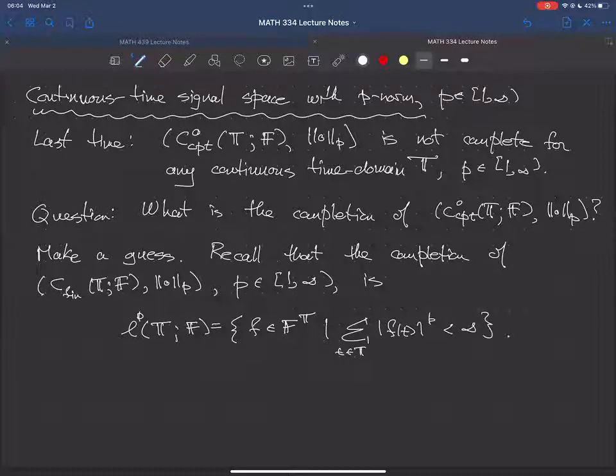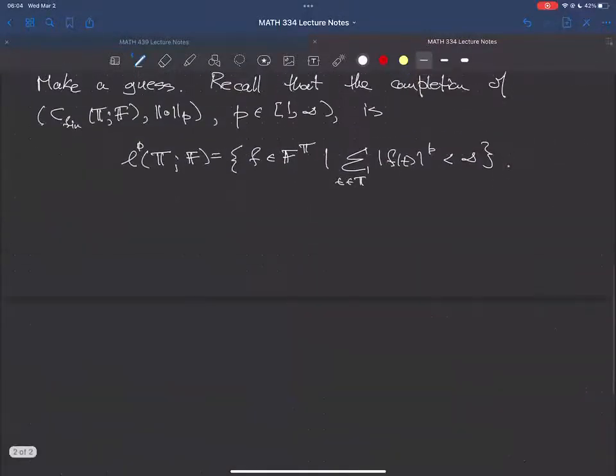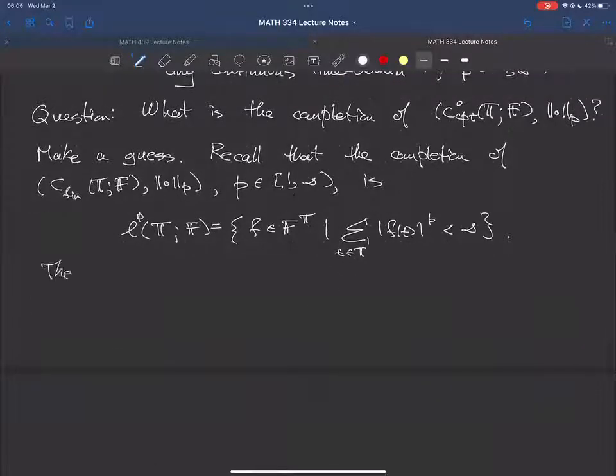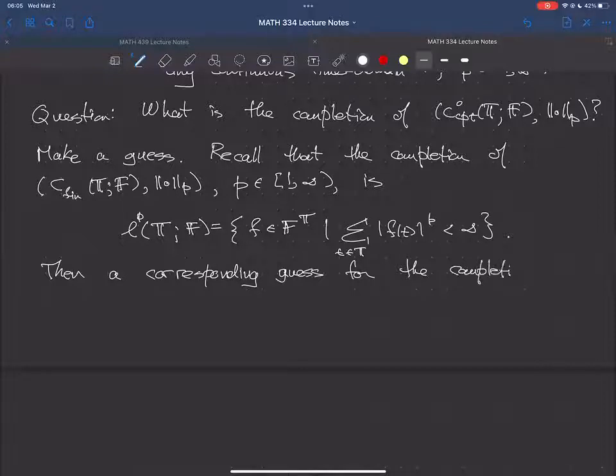Okay. So if you take that as your starting point, and there's not necessarily a good reason why you should, but let's just do that. Then the good guess, or at least a corresponding guess, for the completion of C0 C_PT, F, P norm.